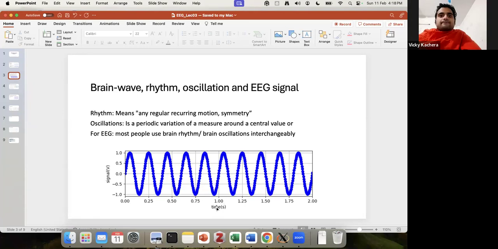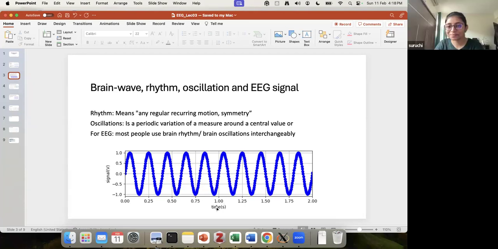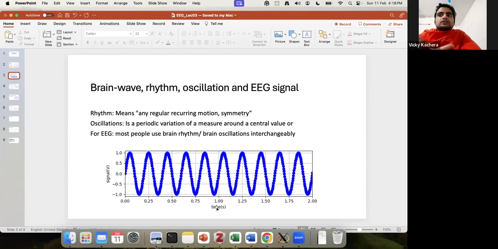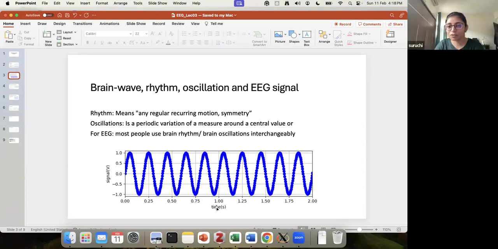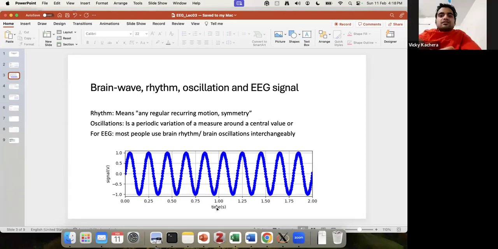So your frequency becomes how much? It's 10 in 2 seconds. So frequency in 1 second, you are asking, right? So the frequency is 5 in 1 second. Yes, so it's 5 hertz.